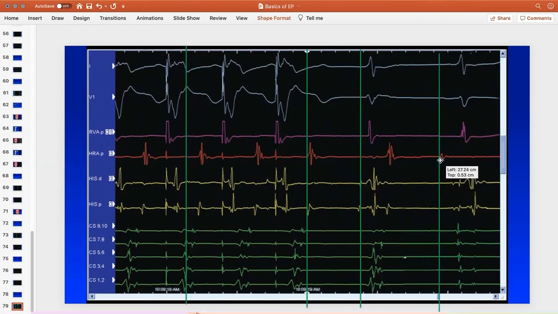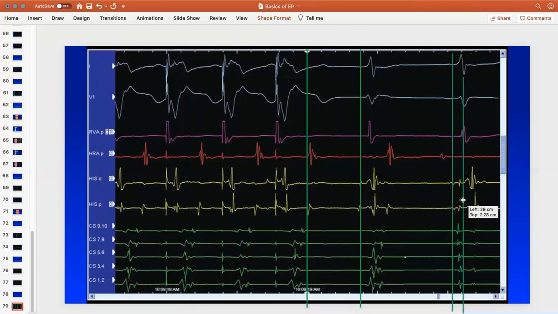Okay, let's stop. This is another beat. And this is your earliest A, where? Yeah, this is a sinus. Okay. And this is your A, and the His. Oh, this is H. And that's your V. So compare this AH to this AH. This is very prolonged. Yeah, so you have a jump. Jump, yes, definitely. So you have a slow pathway. So this V gave you an A, and this A conducts to this V through a slow pathway.